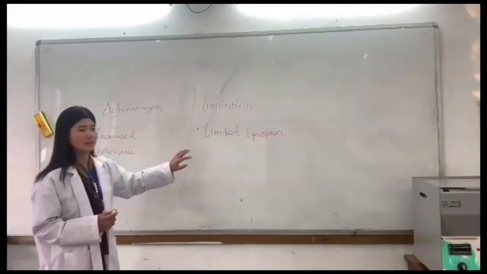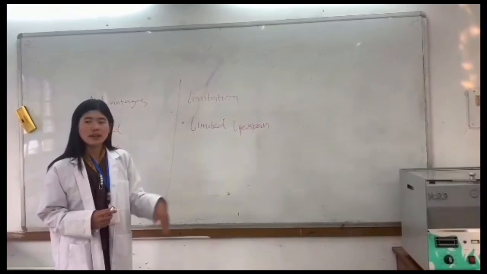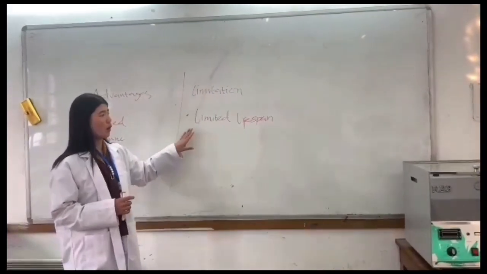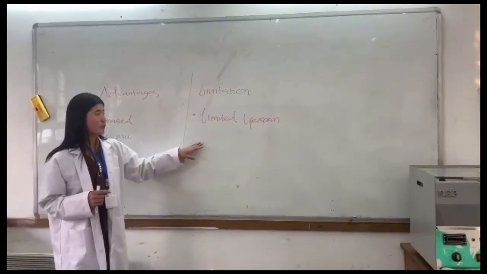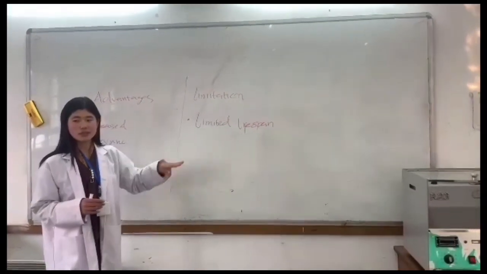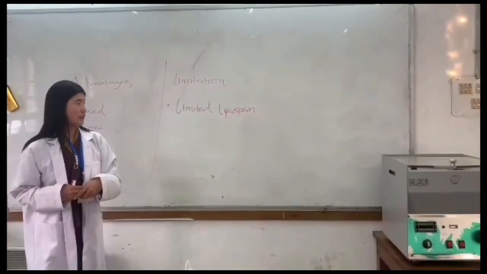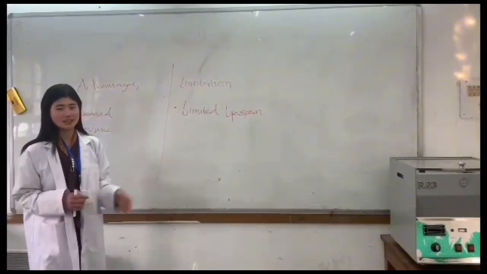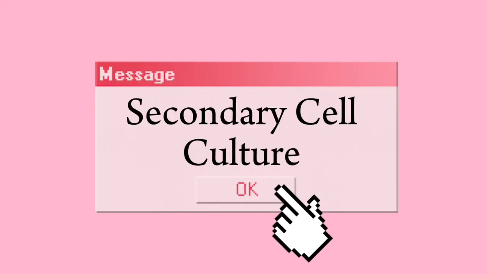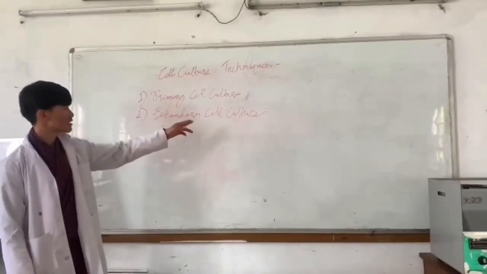Moving on to the limitations, it is the limited lifespan. It means that they can only undergo a certain number of cell divisions before they die. Therefore, this restricts the amount of time they can be used for experiments. Therefore, the limited lifespan is the limitation of primary cell culture. This is all about primary cell culture. Now I will go over secondary cell culture.